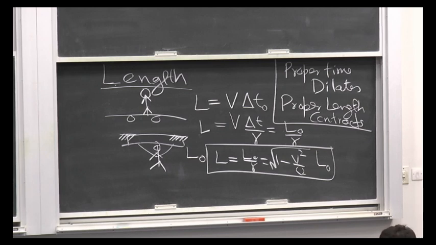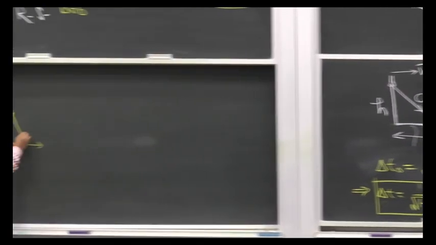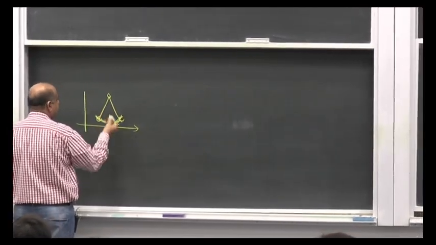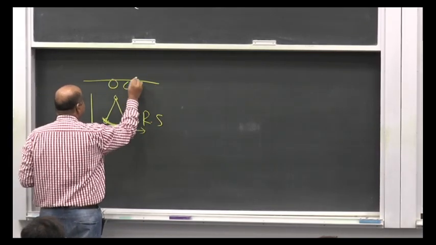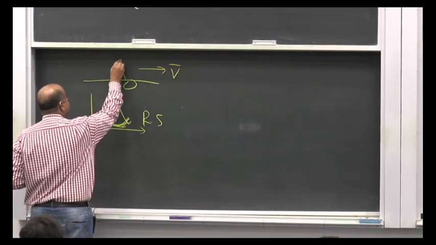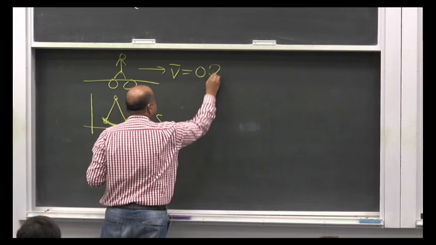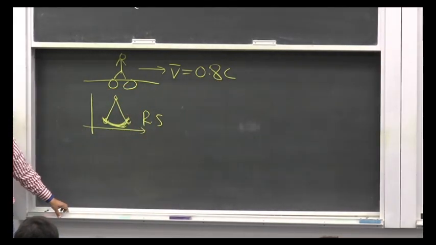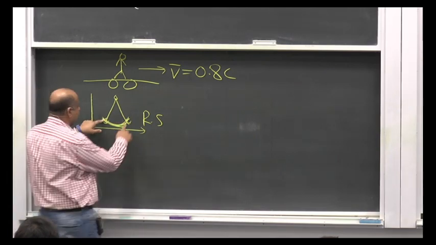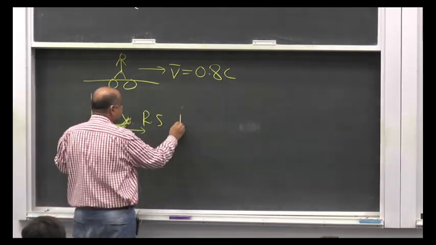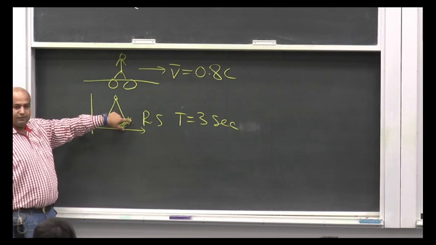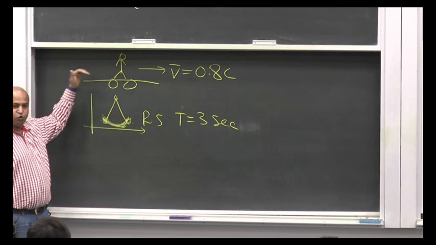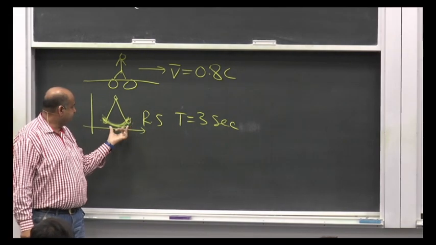So let's say we have a clock made of a pendulum, and it's going like this at the railway station. This is Bob's frame, and Anna is moving on a train with velocity v. Let's say her velocity is so high that it is 0.8 times c. If this is one revolution, the time period is 3 seconds. What's the time period of this pendulum measured by Anna, who's going in a train past this thing?